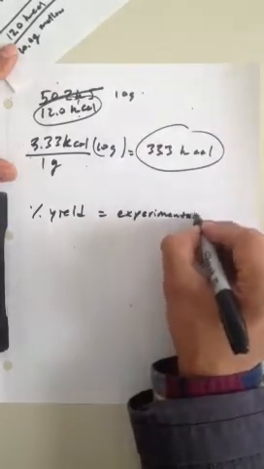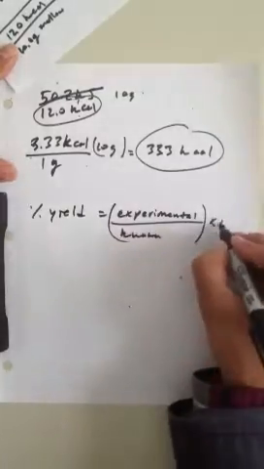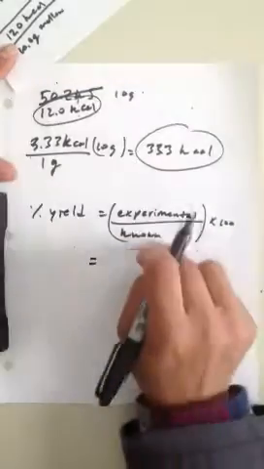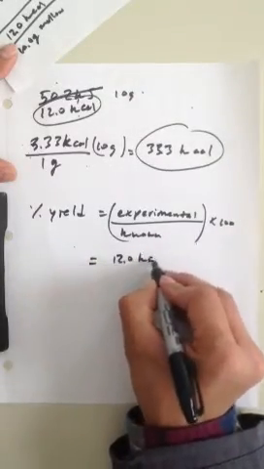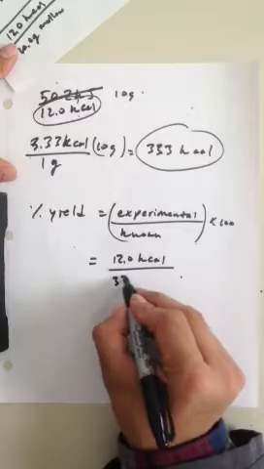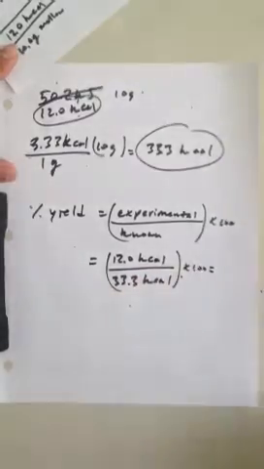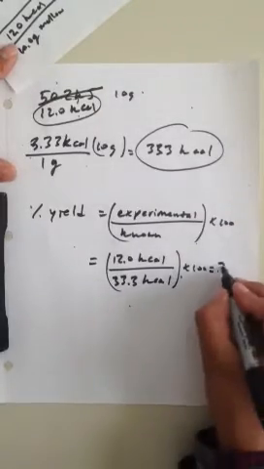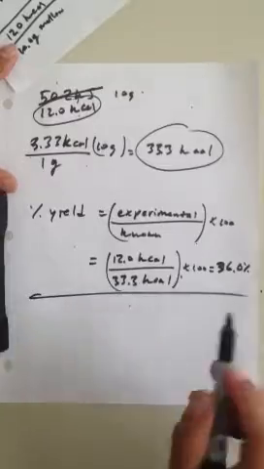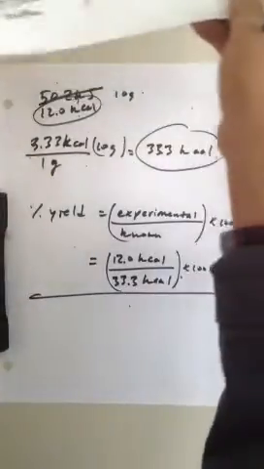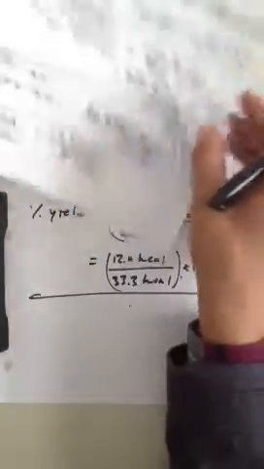percent yield is experimental, what you get, versus the known value, times 100. So it's to see what percentage, or how close you are to the known value. And in our case, it's 12 kilocalories over 33.3 kilocalories times 100. And that ends up to be something like 36%.